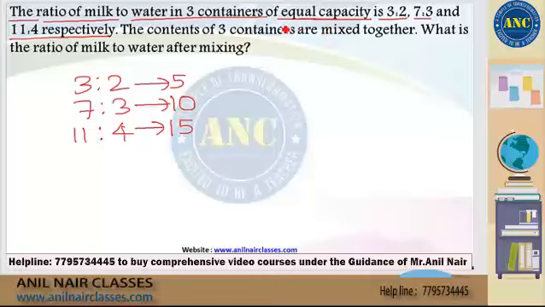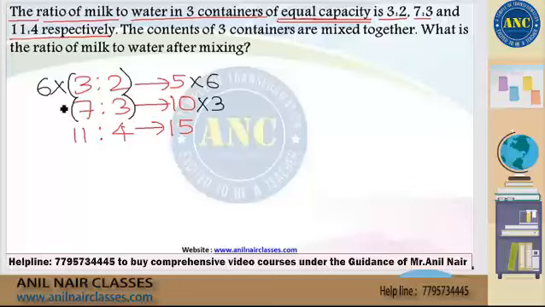But the question says equal capacity. 5, 10, 15, they are not equal. Make it equal. The LCM of 5, 10, 15 is nothing but 30. 5 into 6 is 30. These two values also multiply by 6. 10 into 3 is 30. These two values also multiply by 3. 15 into 2 is 30. 11 and 4 also multiply by 2.